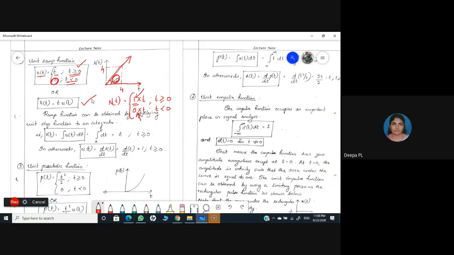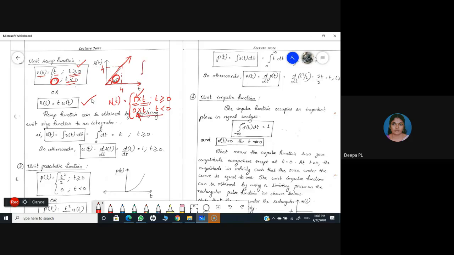Multiplying the unit step signal with t, or I can say, if r of t is equal to t into u of t, then r of t can be obtained by applying the unit step function to an integrator. For example, if I am integrating this function, what happens? If I am integrating u of t, u of t is equal to 1 for t greater than or equal to 0 and 0 for t less than 0.